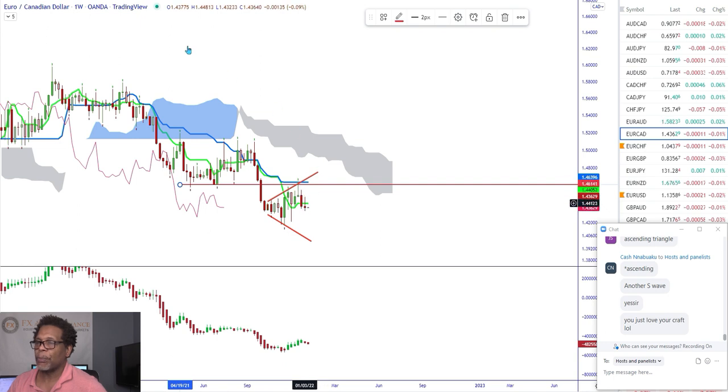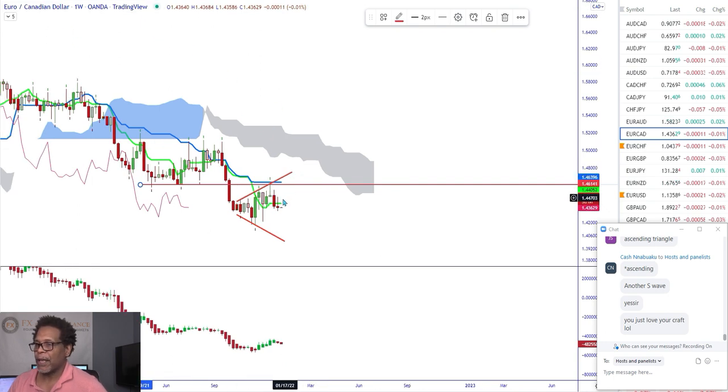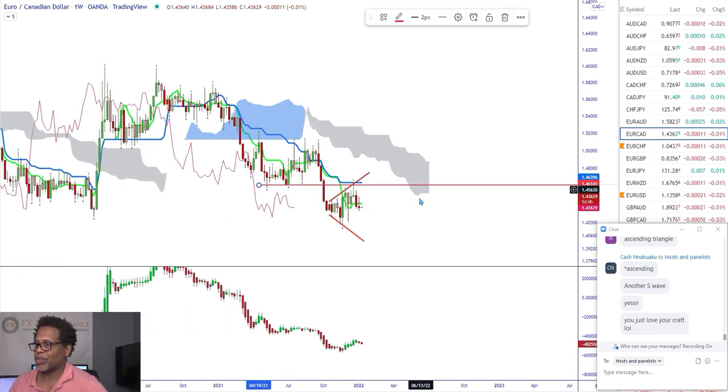And this is where we look to short, but this is a weekly time frame. And we are a little flat. Kijunsen's flat, Tenkansen's flat. Could this be a bottom? It's not showing enough to me.